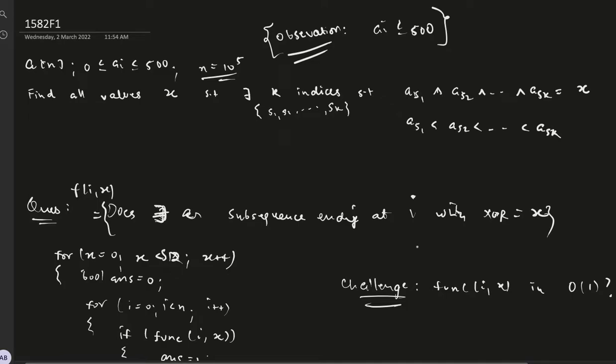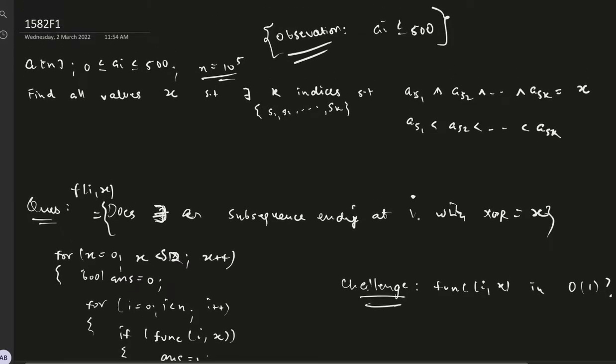We are given an array of n integers, and we need to find all the possible values of x such that there exist k indices, let's call them s1 to sk, such that the XOR of all these elements in the array gives us the value x.